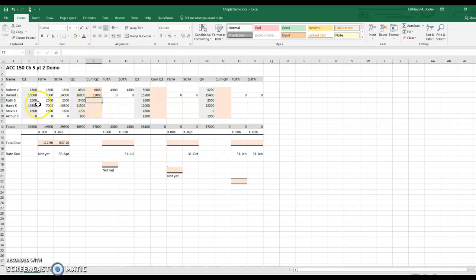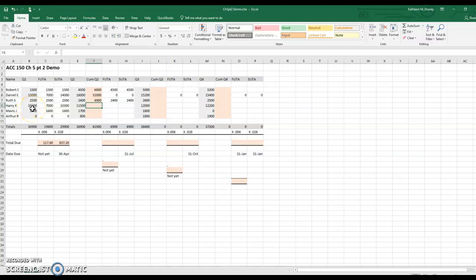For Ruth, we had 2,500 and 2,400, so that's 4,900. Of course, that's still below the maximum, so all of Ruth's quarter 2 wages, all 2,400, will be taxable for FUTA and SUTA.